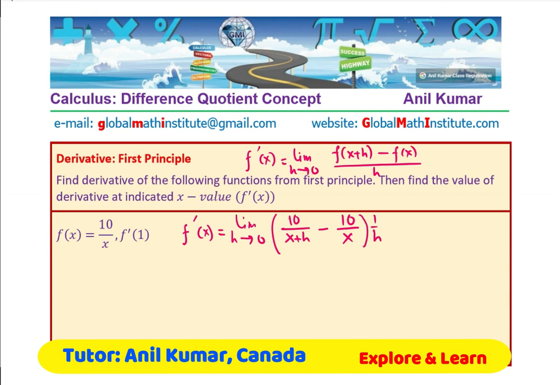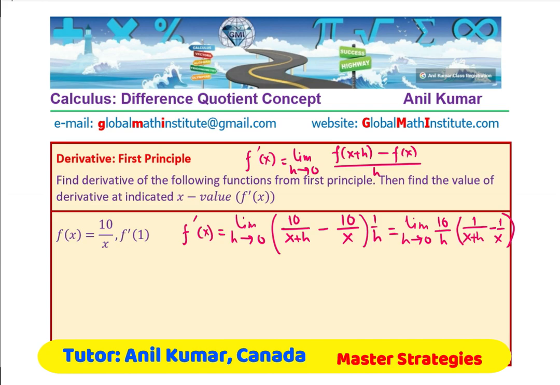Okay, is that okay? So now, to solve this expression, we can take a common denominator and cross multiply, right? So that will be the easy way of sorting it out. But before that, let me rewrite this expression as limit h approaches 0. We're taking 10 common, right? And h is already common. So I'm writing 10 over h here. Right? Is that okay? And we have 1 over x plus h minus 1 over x. Is it okay? So we took 10 common.